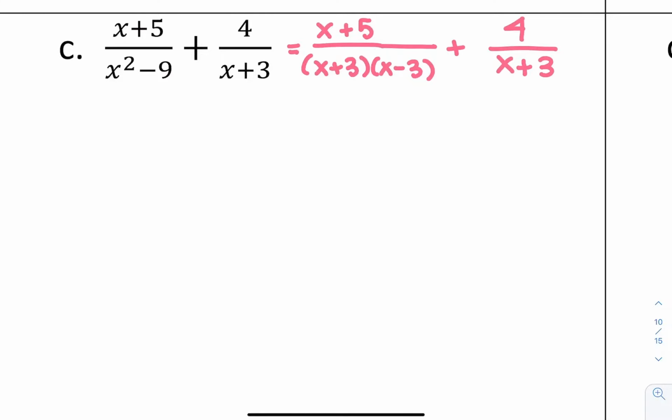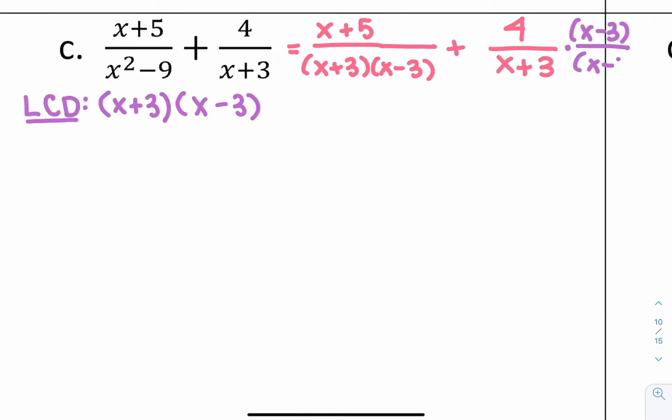Now I look at all the factors. The least common denominator has to represent all the factors. So both of these have an x plus 3, so there's got to be an x plus 3 in there. This first fraction also has an x minus 3, so my least common denominator also has an x minus 3 in there. Now I look. My first fraction already has this denominator, so it's all set. My second fraction is missing out on the x minus 3 part, so I'm going to multiply by x minus 3 over x minus 3.